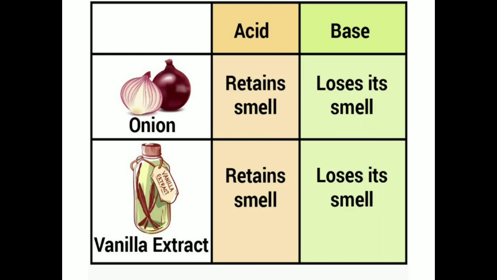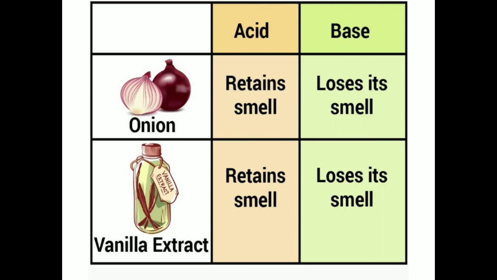A 2 marks question or 1 mark question can be asked. They will ask you what are olfactory indicators. What should your answer be? The indicators whose smell and taste change when dipped in acid or base. Give examples. What are the examples? Onion, vanilla essence and clove.